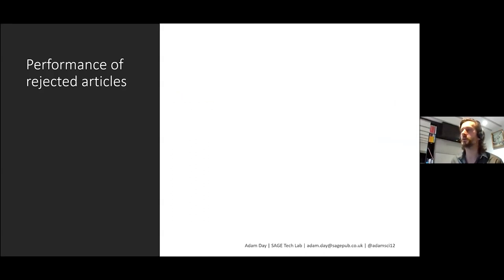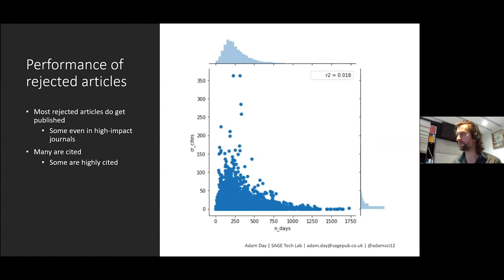So what have we learned? Well, I think the most interesting thing is actually just that most rejected articles do get published, which raises some interesting questions in itself. Sometimes even in high impact journals. We take a look at this graph here. The x-axis is showing you the number of days between an article being rejected and then being published somewhere else. You can see that at the extremes, some articles go years between being rejected and being published somewhere else. Could be up to about 5 years there. And also some articles get rejected and then go on to be very highly cited. These are citations on the y-axis according to Crossref.